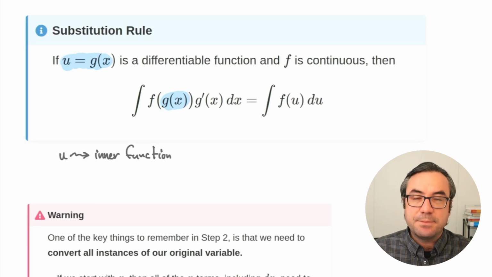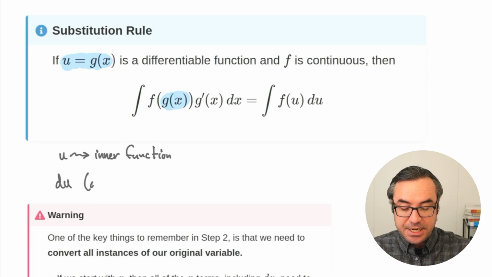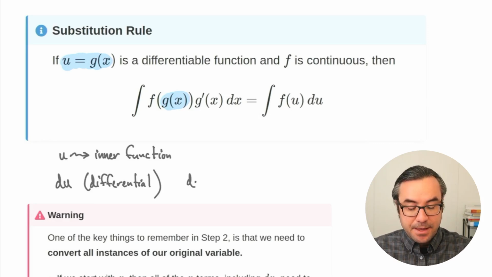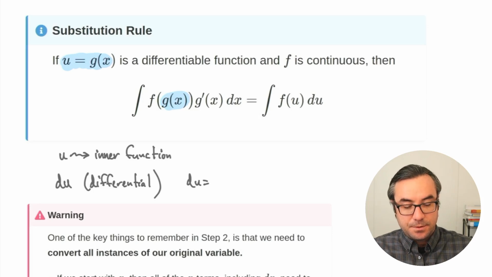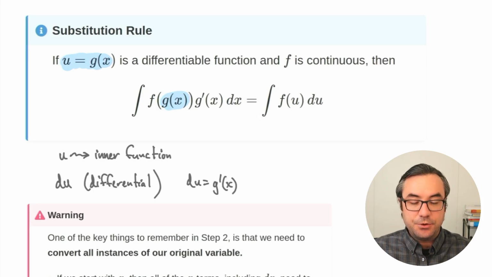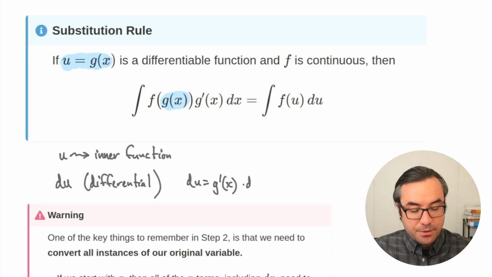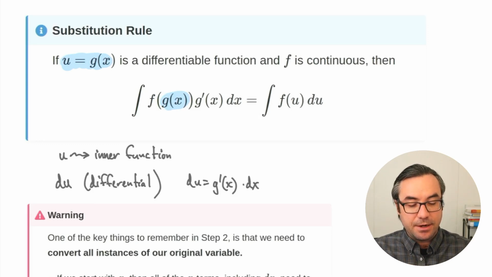So first step, choose u. And then the next step is we calculate the differential du. And the way we calculate this, again, is we calculate the derivative of whatever choice we made for u. So in this case, we chose u to be g, so we're going to calculate du to be g prime, and then we throw on a dx. We multiply it with a dx at the end. And that's what we're seeing right here.